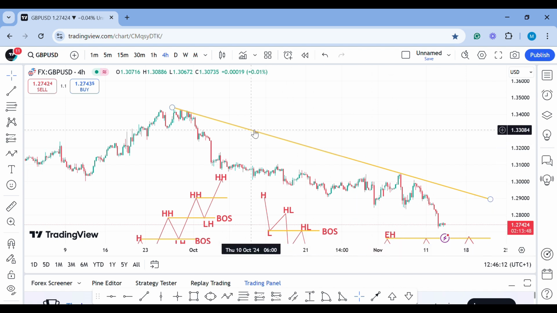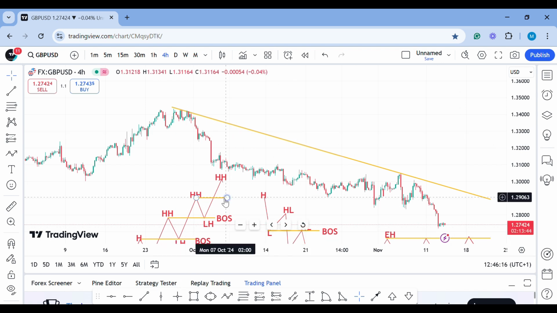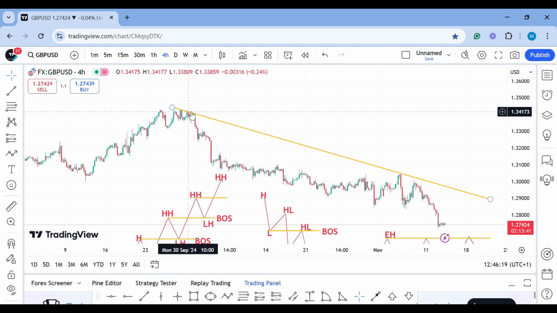But let's plot our market structure. This is it. This is our high. If we pick this as our high, then where will be our low? This will be our low. Then a correctional move, which is a high. Then this is it. Let me plot it. High.